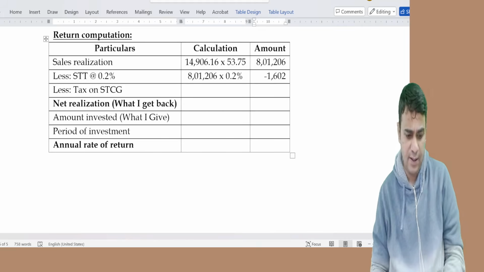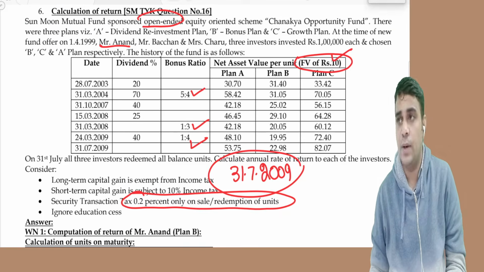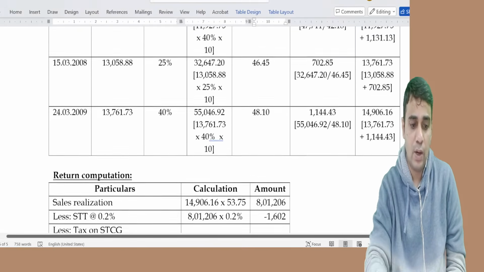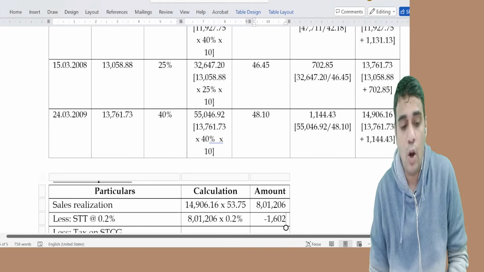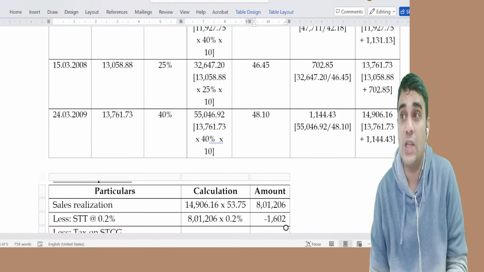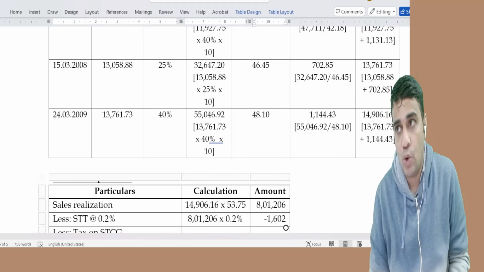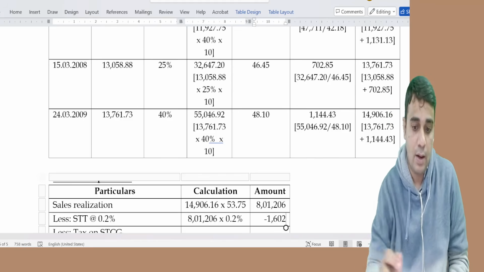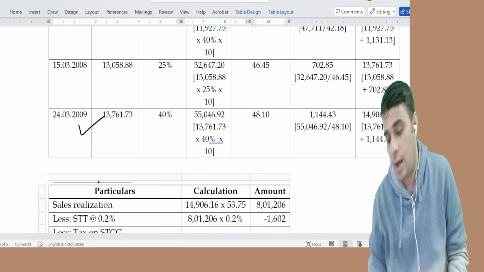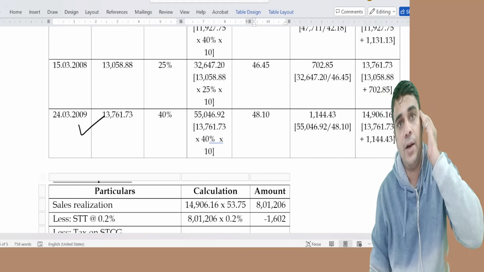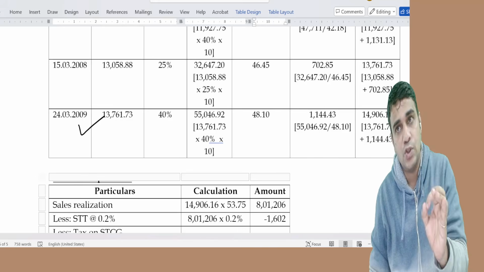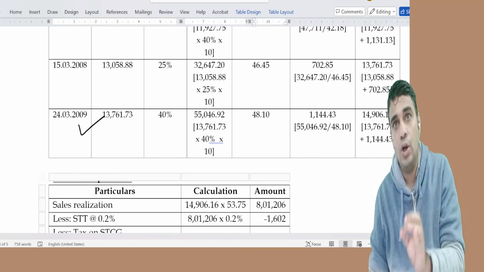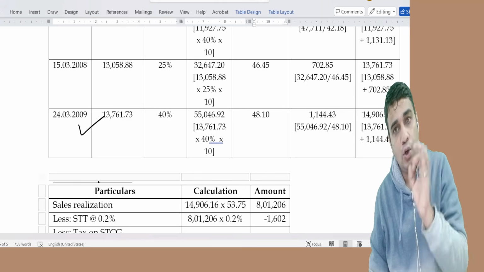When are we selling the fund? 1st July, 31st July. Look at this table. Any units allotted between August 1, 2008 to 31st July 2009? Which one? Last one. Last one alone, what happened? We got allotment in the last 1 year, between which period? August 1, 2008 to 31st July 2009.